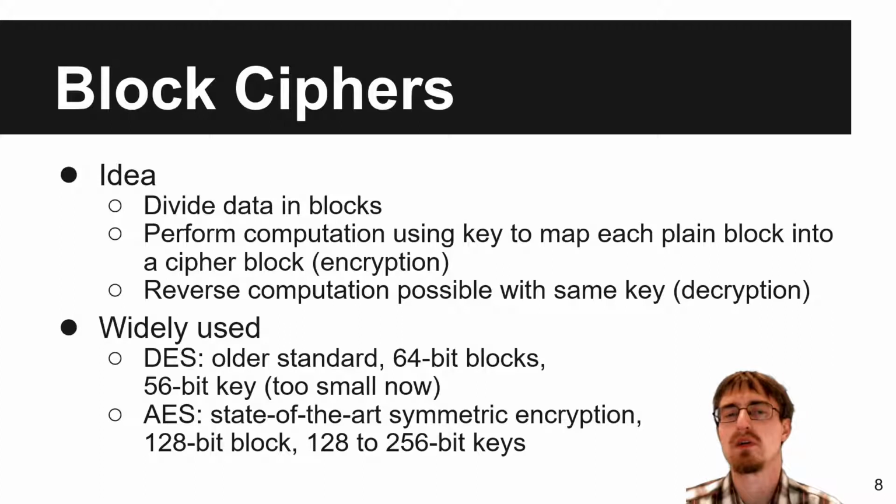And now what we do is we have a function that performs a computation using the key to map each block of plain text into a block of ciphertext. This is the encryption operation. So there's a simple mapping depending on the key from plain text to ciphertext for each individual block. And this function must be reversible. And the reverse function is used for decryption. This is very widely used.